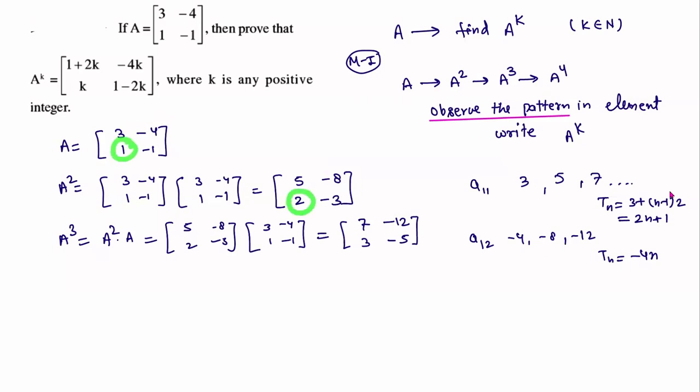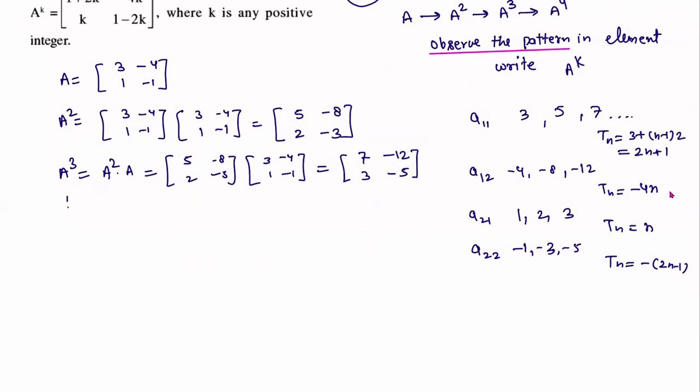Next element: 1, 2, 3. That we have is A21. Then Tn is n. Next observation: minus 1, minus 3, minus 5. That is A22. Then Tn is minus 2n plus 1. So by observing A square, A cube, what is A power k? 2k plus 1, minus 4k, k, and 1 minus 2k.